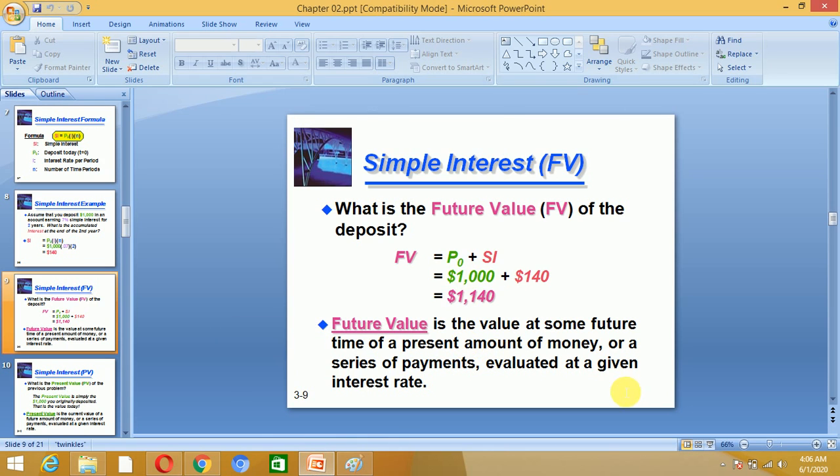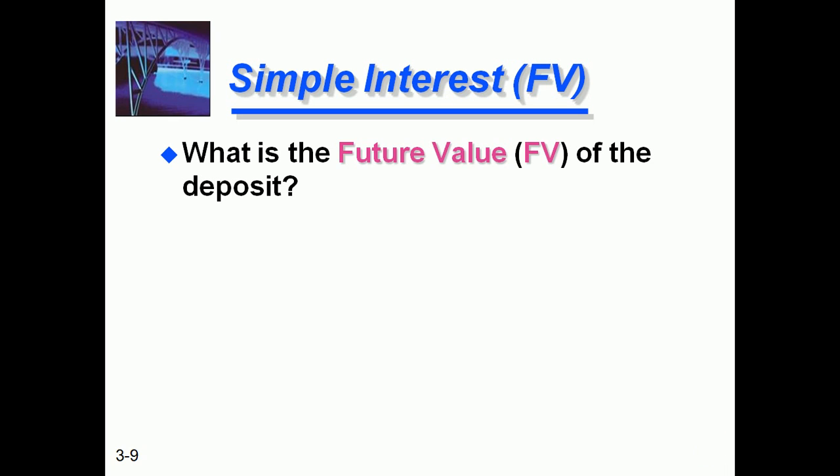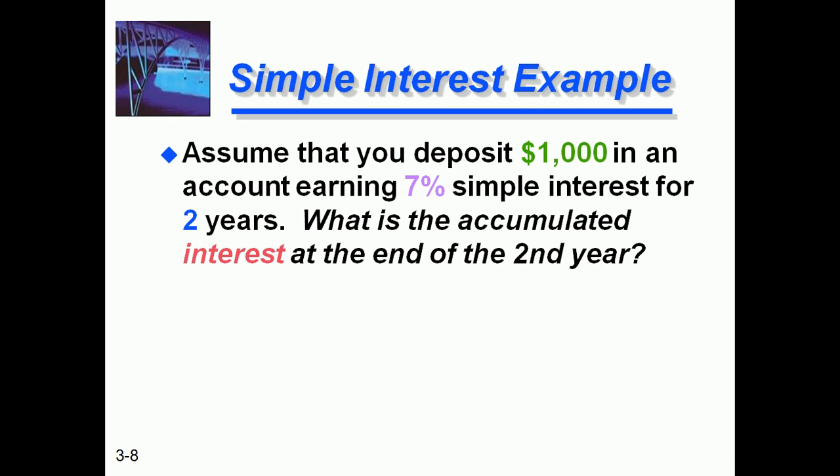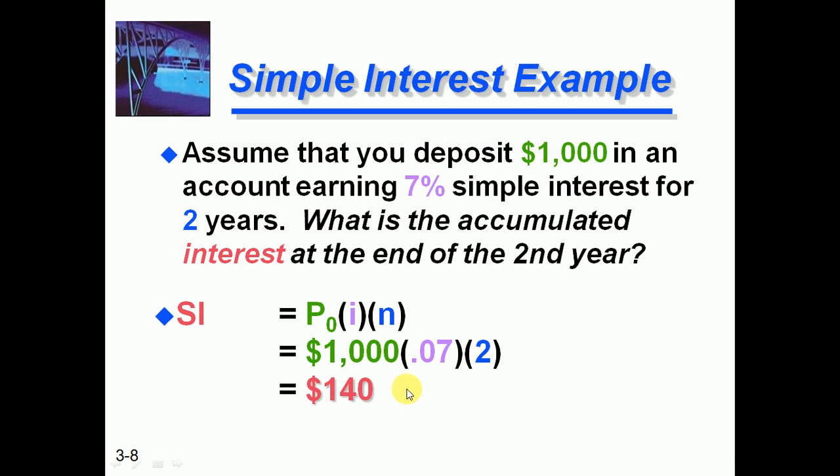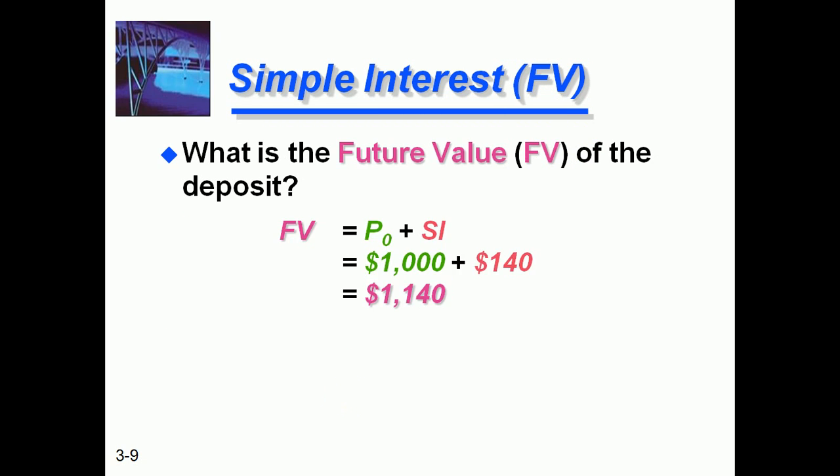Now take here the second example in which we earned a simple interest of 140. So how much we deposit? We deposit $1000. So 1000 plus 140. So P naught plus simple interest. P naught, we deposited 1000. We earned an interest of 140. So what will be the future value? 1140.